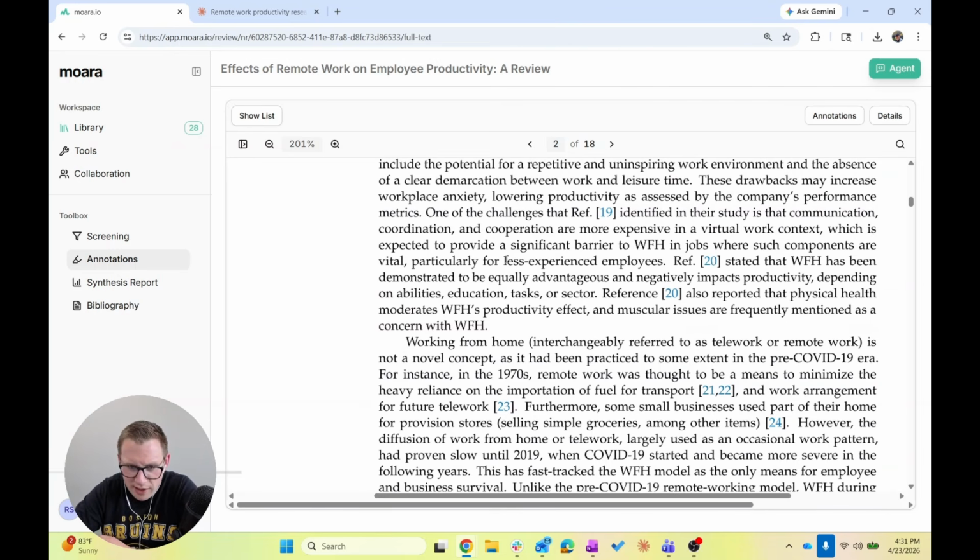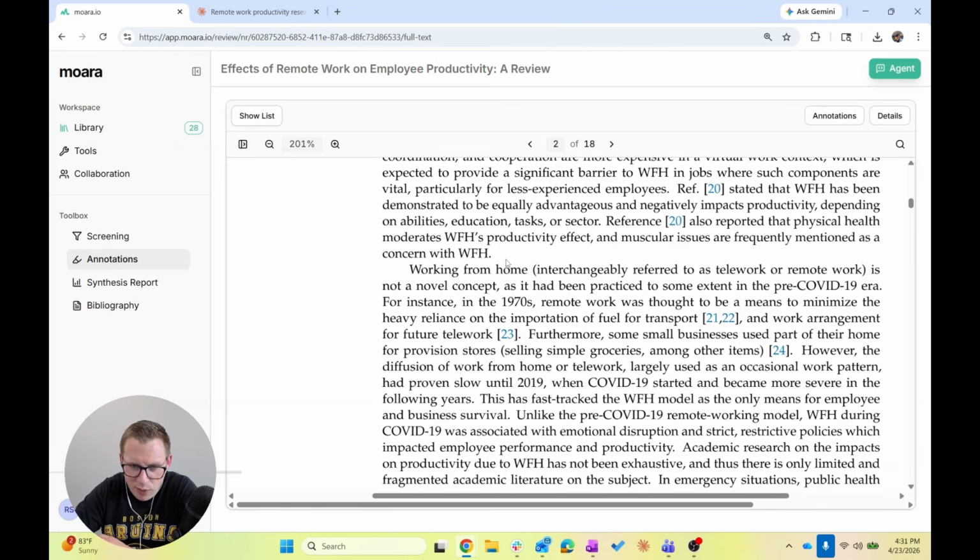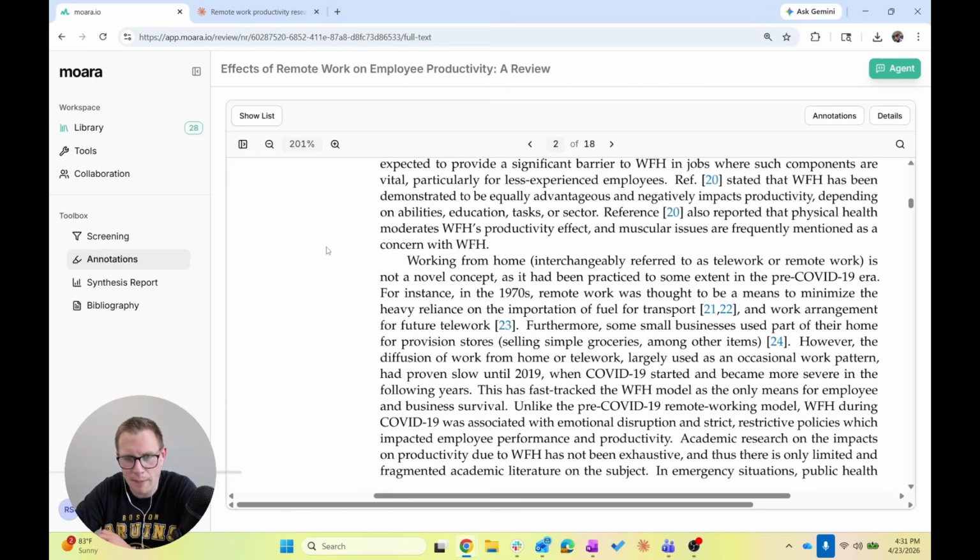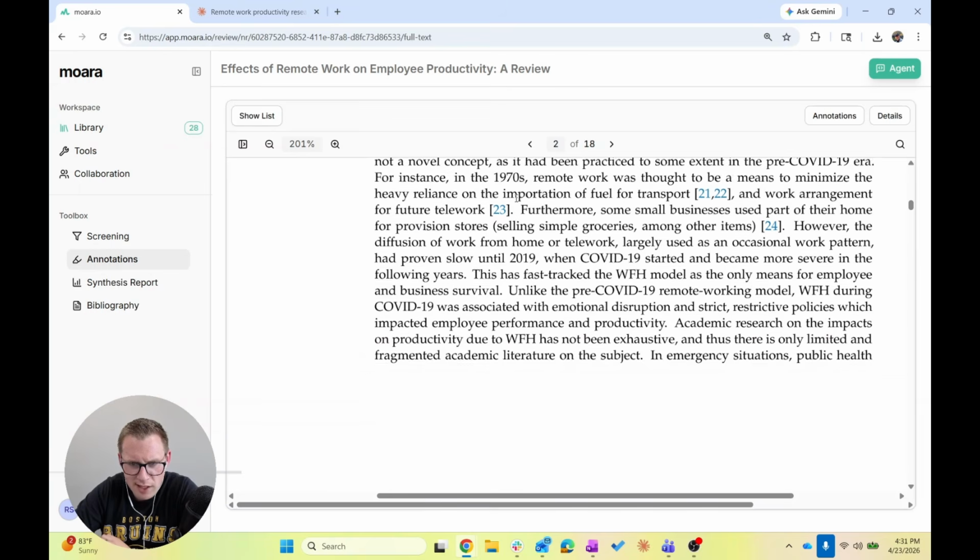One of the identified in their study, communication, okay, stated that work from home has been demonstrated to be equally advantageous and negatively impacts productivity. It's a bit of a strange phrase. Depending on abilities, as reference 20 also reported, physical health moderates work from home productivity effect, and muscular issues are frequently mentioned as a concern with work from home. Is a novel concept, okay.